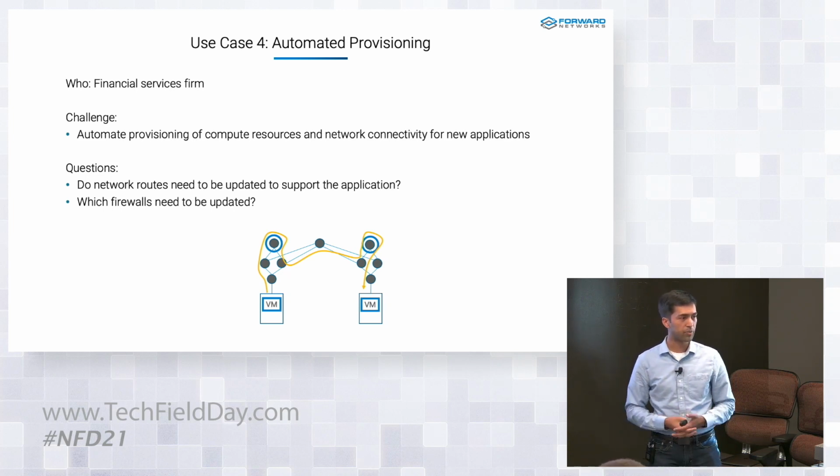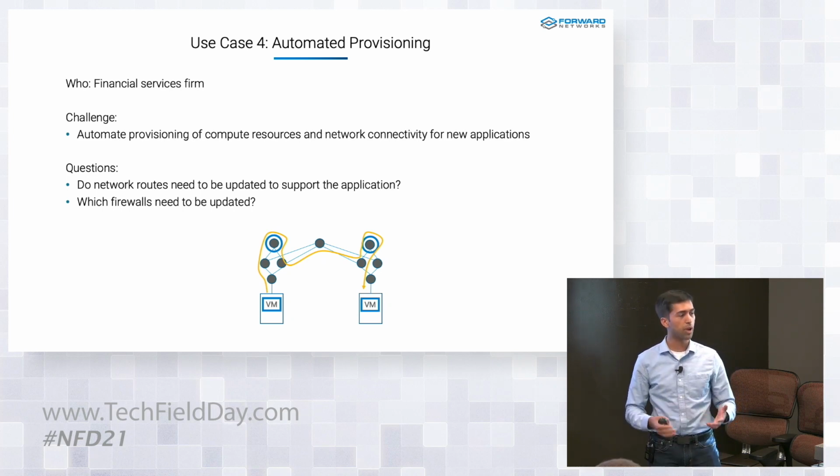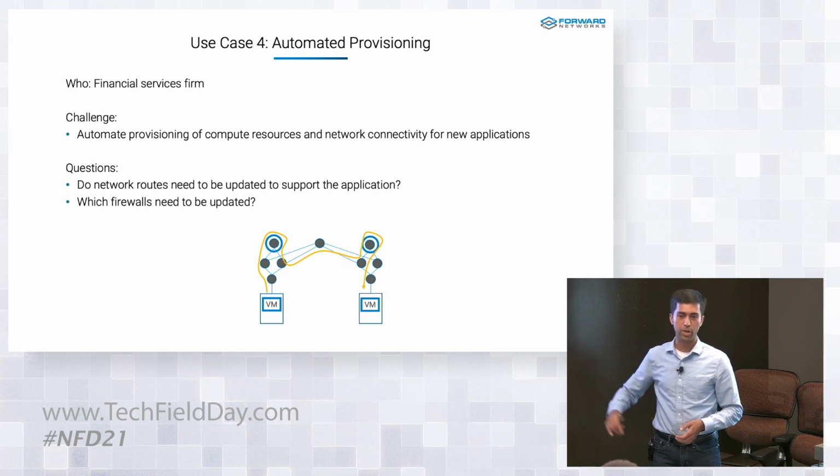automate network connectivity. So to automate the provisioning of network connectivity, the key questions you need to answer are: do any network routes need to be updated to support this application? Are there new endpoints that need to be able to talk to each other? And the next part is which firewalls along the path actually need to be updated to support this traffic. Note that there is a clear distinction between basic reachability of forwarding and routing functionality in the network and the firewall or security policies. Quite often, you even have different teams managing these two policies.